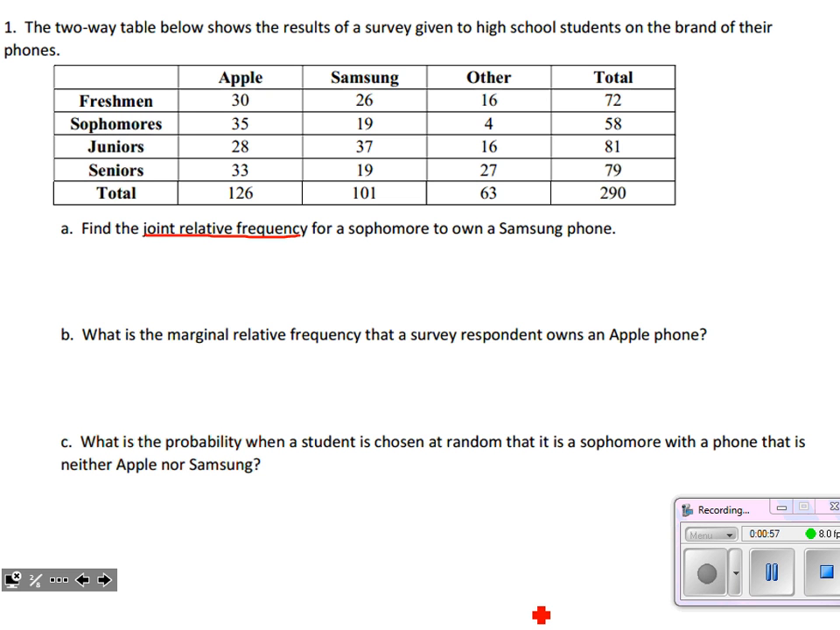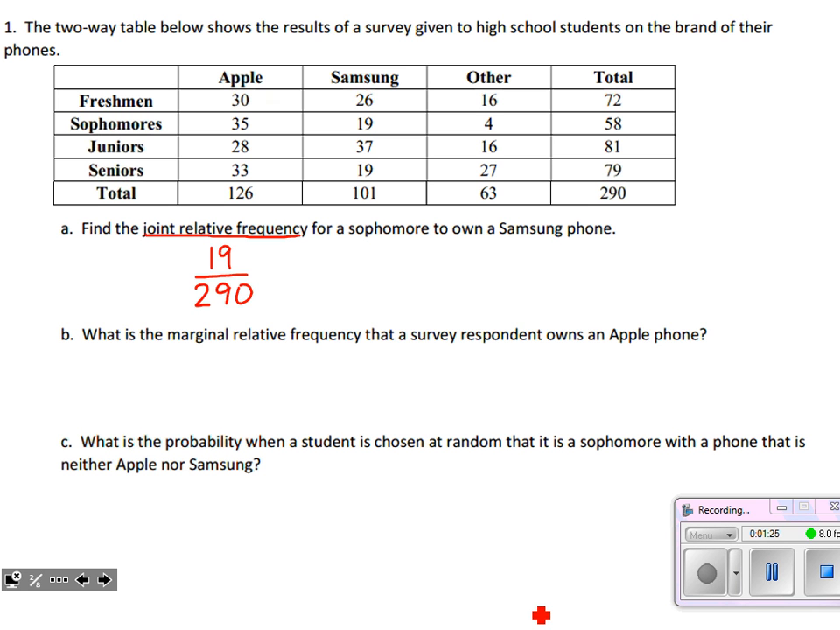So here we're looking for sophomores that own a Samsung phone. There are 19 of them out of the 290 total. So there's our joint relative frequency, and you could also have a decimal for that, but I think the fraction's a little bit better. Definitely less time if we don't bother to type that into a calculator. Obviously, if we are leaving our answers in fraction form, we should simplify if we can. In this case, we cannot.